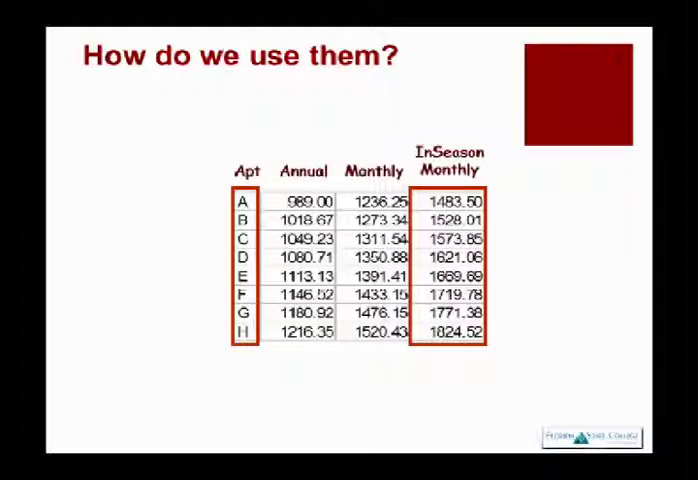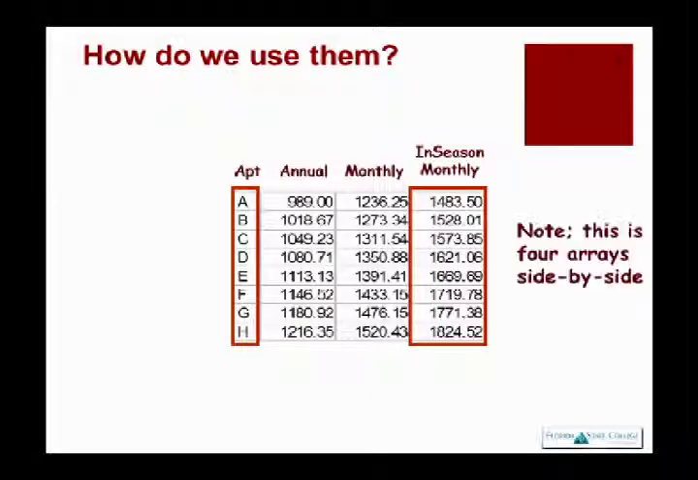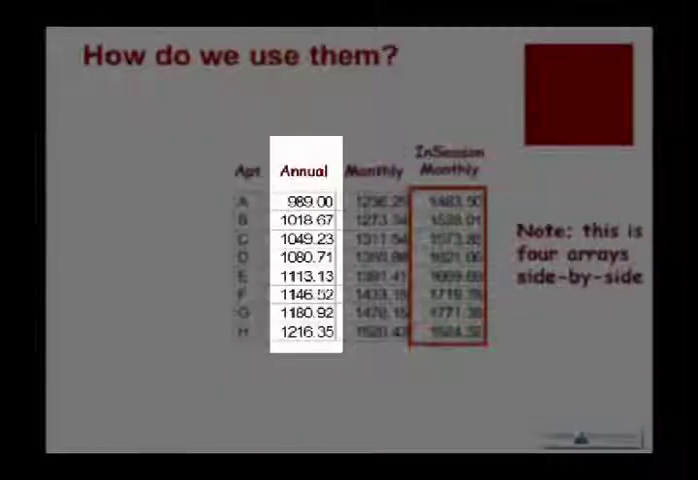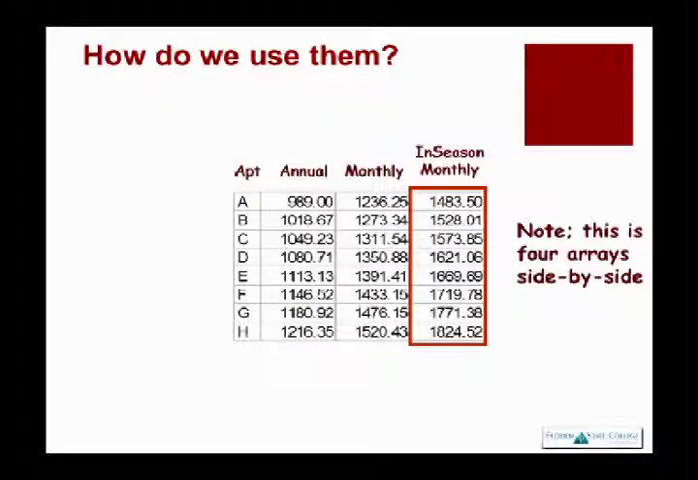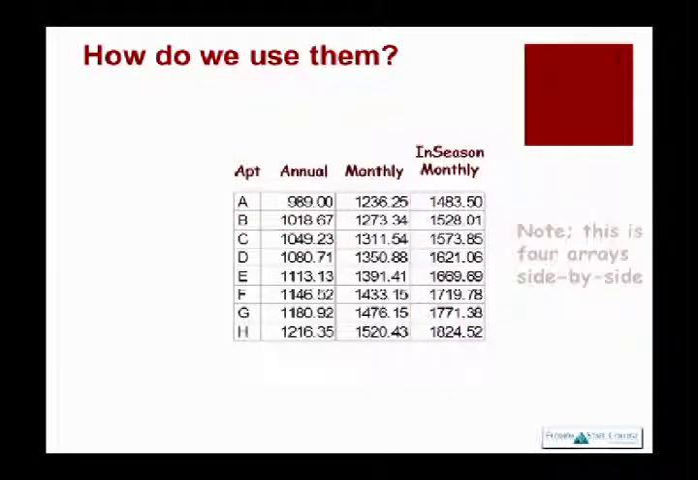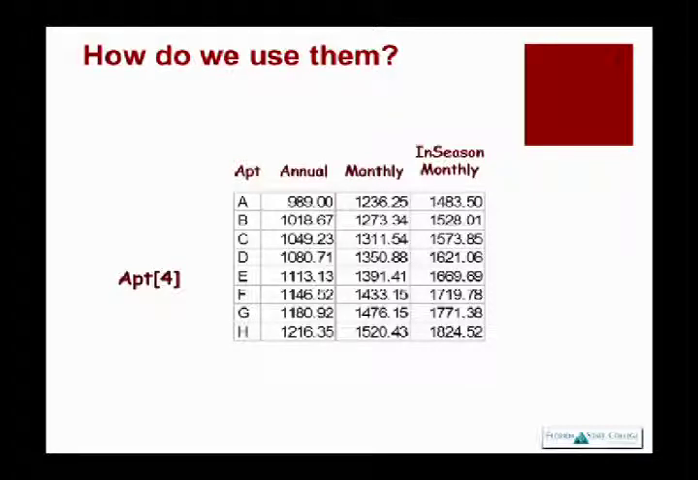That's the highest expense. Now, as we said, these are 4 side-by-side arrays. There's the apartment array, the annual array, the monthly array, and the in-season monthly array. What goes in there are called elements. So the content of the array is called an element. Let's take a look at the name. If we wanted to name a position of the array, we might say it's like apartment position 4.